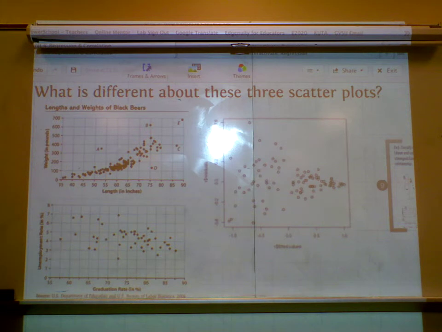It doesn't go straight up. Yovanique, what did you say? It curved. Which one curves? Top left, bottom left, or the one on the right? The top one, it kind of curves.